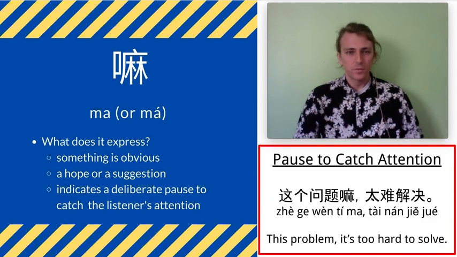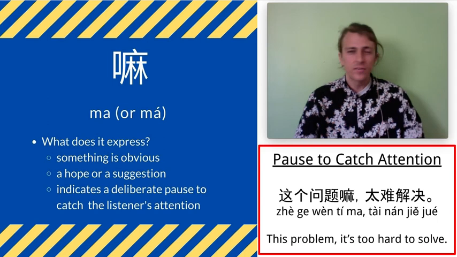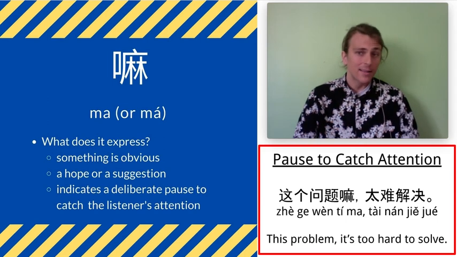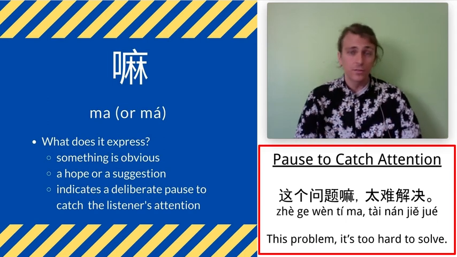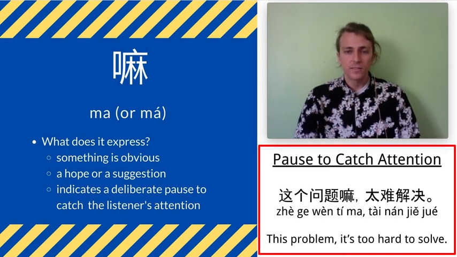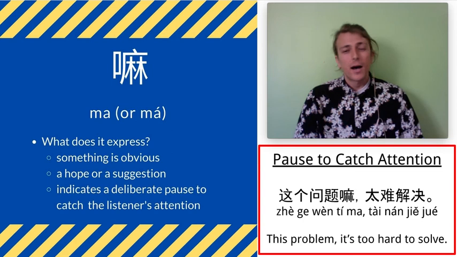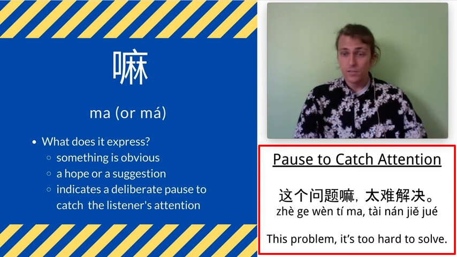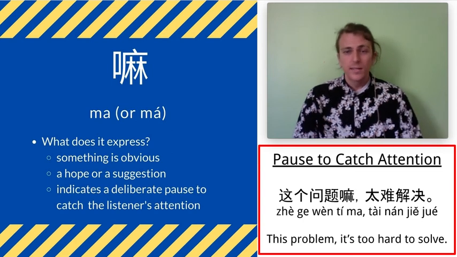Okay, last one for this ma. Pause to catch someone's attention. This is very similar to the way that the previous ma was used, to indicate a deliberate pause. So in this example, you can see 这个问题嘛太难解决. This problem is too hard to solve. 这个问题嘛太难解决.